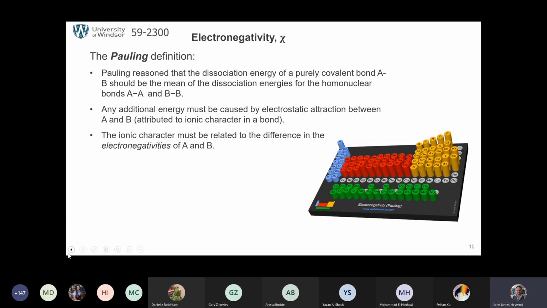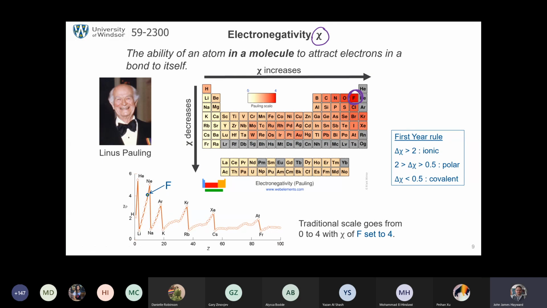I can go back a slide. Again, I will post these slides, or I'll get Dr. Trant to post these slides. This is a rule that I think you learned in first year, that when the difference of electronegativity is greater than 2, you normally say that a compound is ionic. And if it's between 0.5 and 2, then we say that it's a polar bond. And if it's less than 0.5, it's purely covalent. I'll post them with all my scribbles. And if you need to interpret my scribbles because you can't understand them, you can always email me as well.